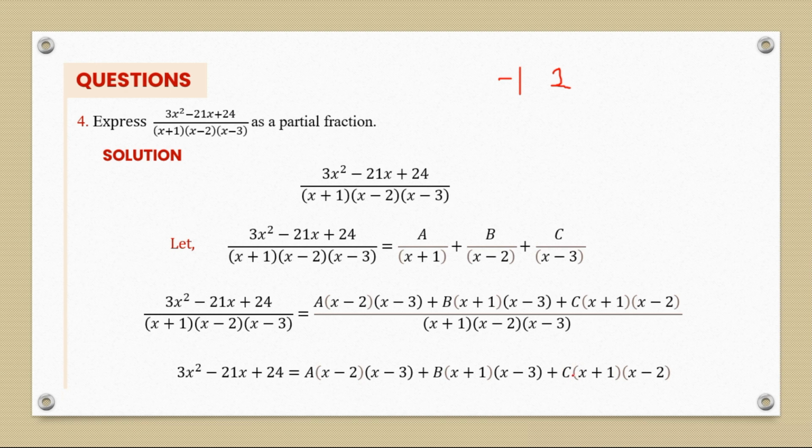Then if I want to find the value of c, all I have to do is to let the value of x be equal to 3. So when I let x be equal to 3, I can already say that this and this will cancel. So we have negative 1, 2, and 3 as the values we shall let.